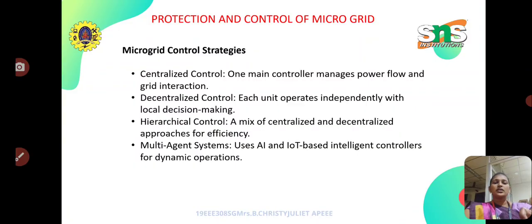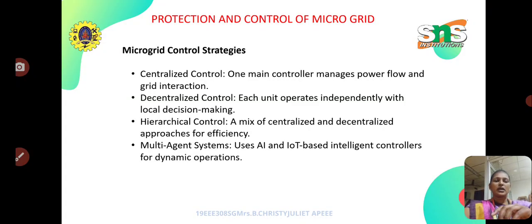Now we will see what the microgrid control strategies are. What control techniques can we offer for a microgrid, we can discuss now. The first thing is centralized control. There is one main controller, the master controller, which manages the power flow and grid integration. So all the power flow, line currents, voltages and all will be controlled by this main controller, which is the master controller. And we also have decentralized control, because a microgrid is mainly a decentralized mode of operation.